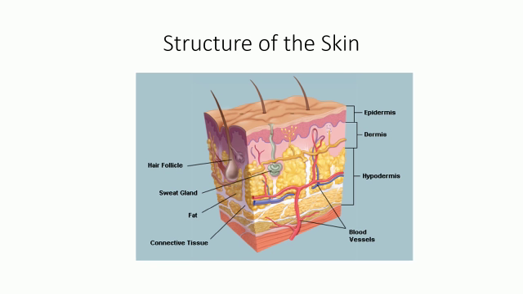It has larger blood vessels and nerves. Subcutaneous layer maintains normal body temperature. The epidermis has various layers.